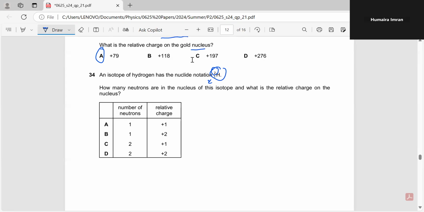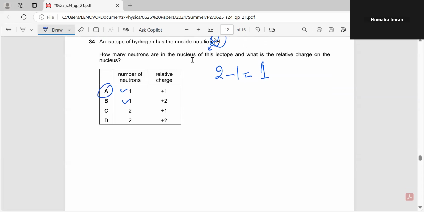Number of neutrons plus number of protons minus number of protons will give you the result. So 2 minus 1 is equal to 1, which means we have one neutron. So we have options A and B for one. But what is the relative charge? Charge definitely depends on the number of protons, so we have one here. So option A is correct.